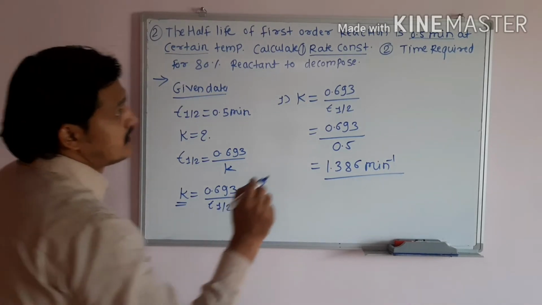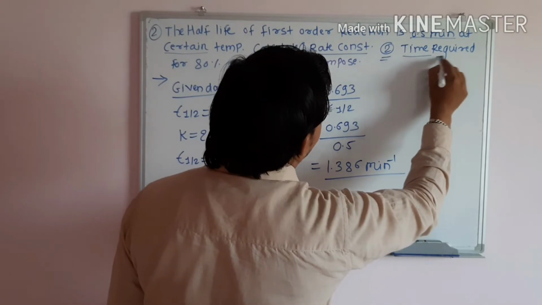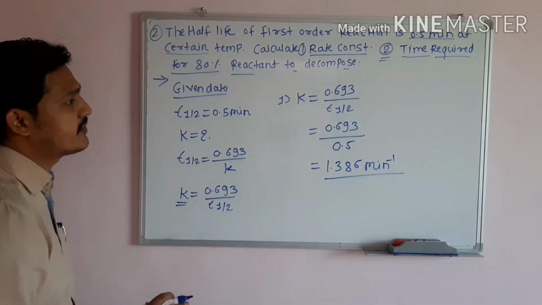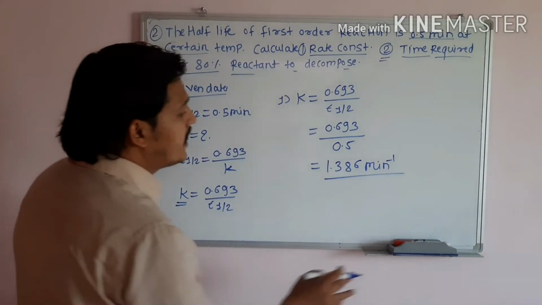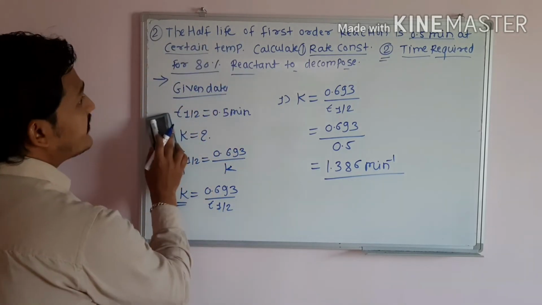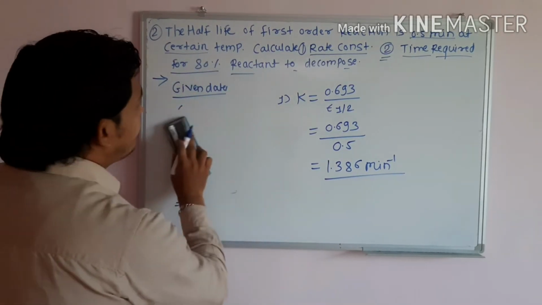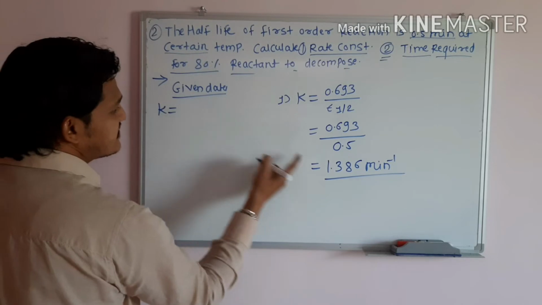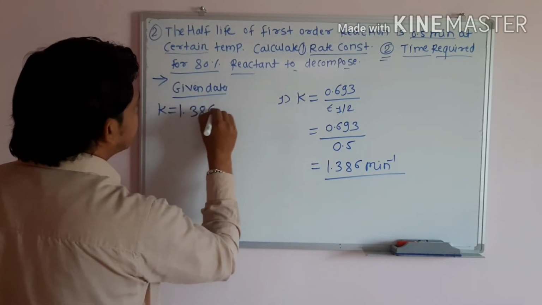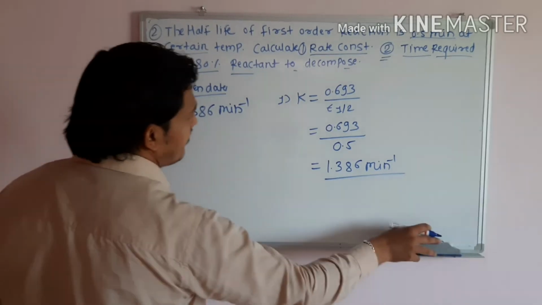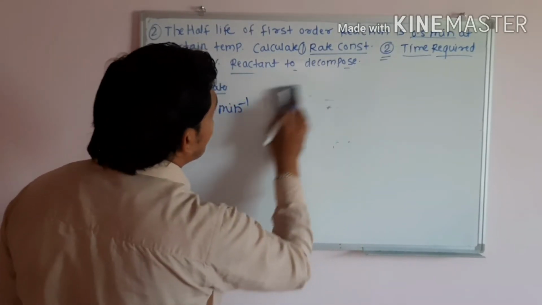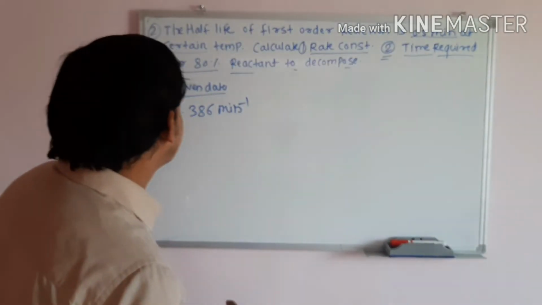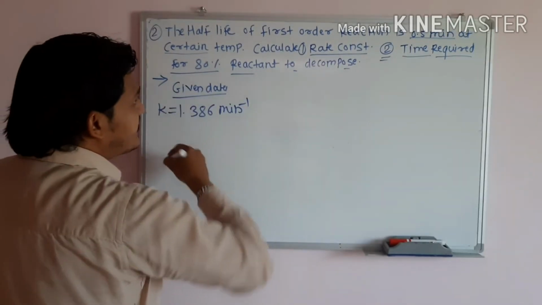Okay, now how to solve point number 2, that is the time required for 80% reactant to decompose. Okay, now please take a screenshot of this. Now we are going to start the second point, the time required for 80% reactant to decompose. Now I am writing here our rate constant K value. Our answer is 1.386 per minute. Okay, now how to solve the time required for 80% reactant to decompose. Now let us find that 80% reactant decompose.